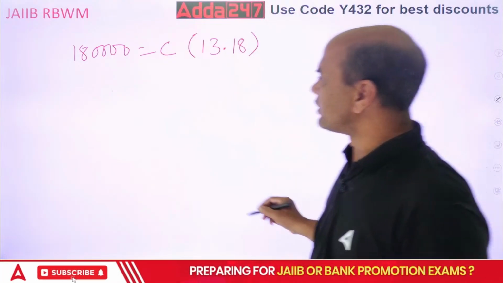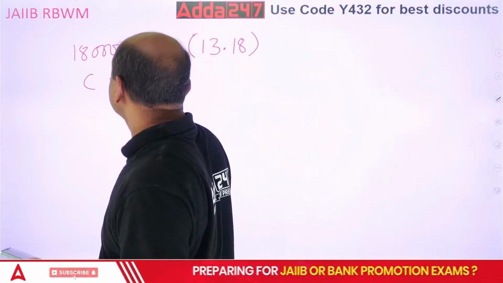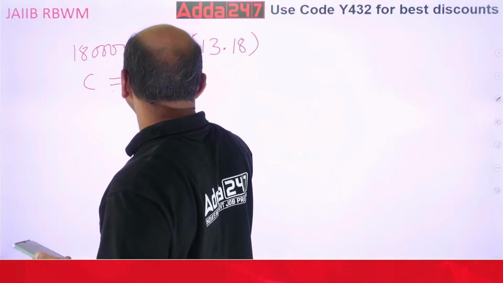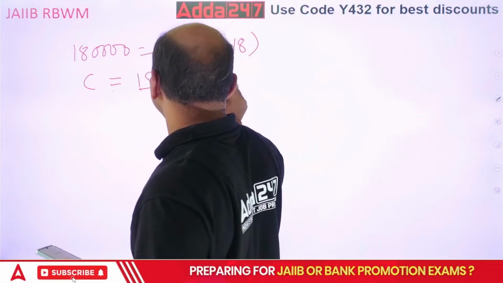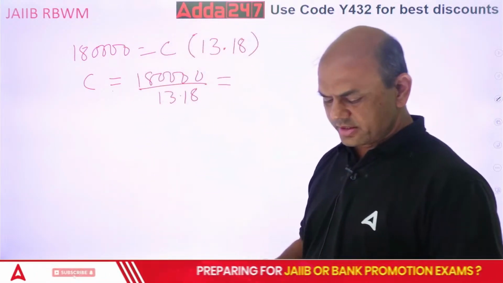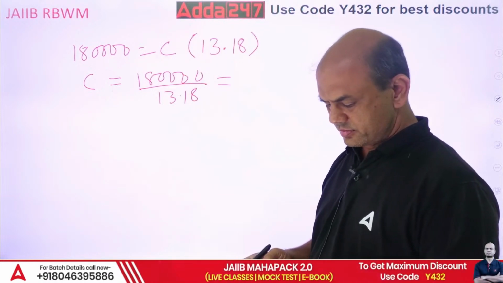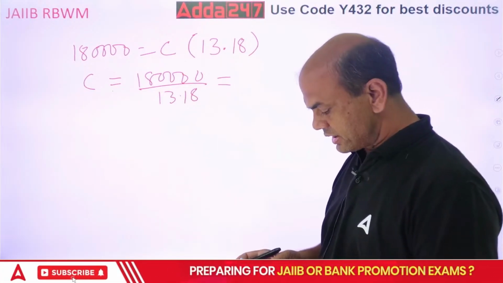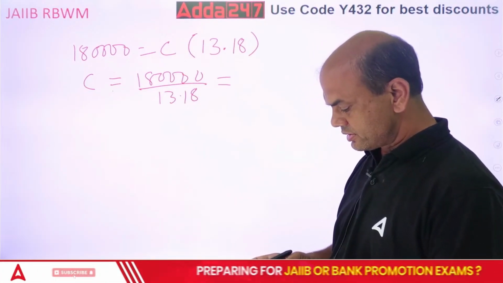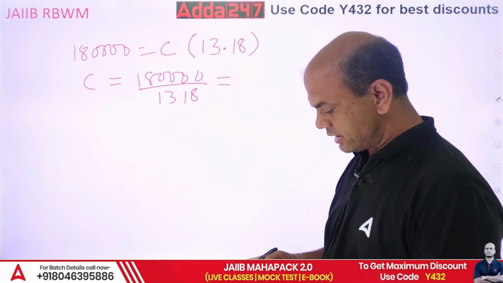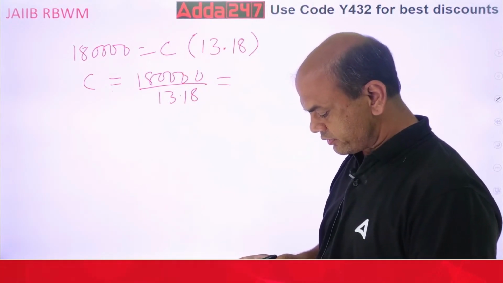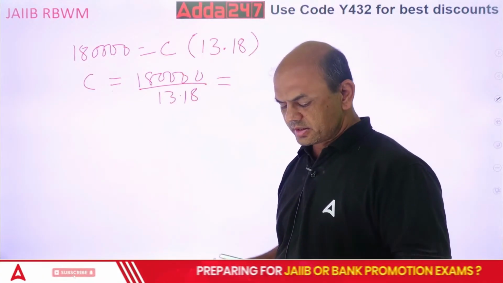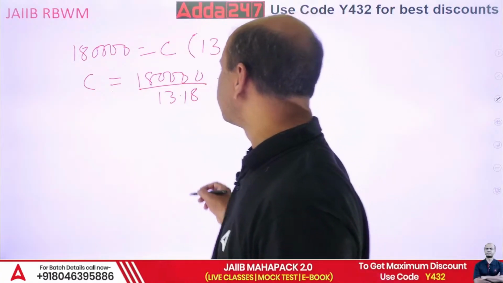So now C equals to what? C equals to 1,80,000 divided by 13.18. Get the answer now. Everyone, get the answer. 1,80,000 divided by 13.18. I'm getting it as 13,657. Are you getting the same?